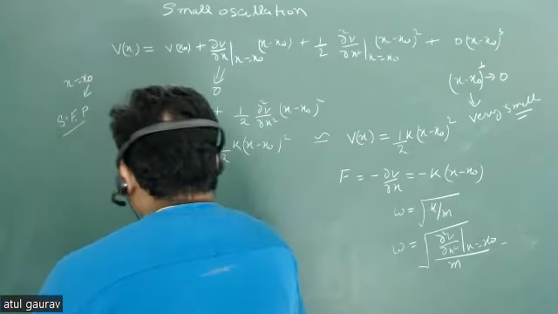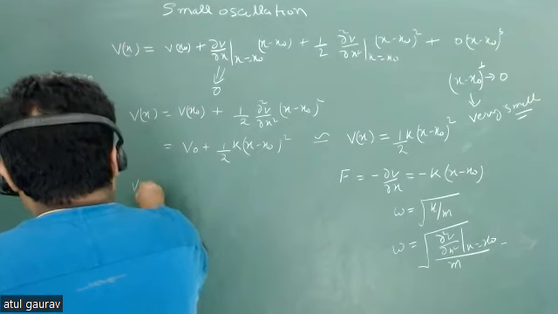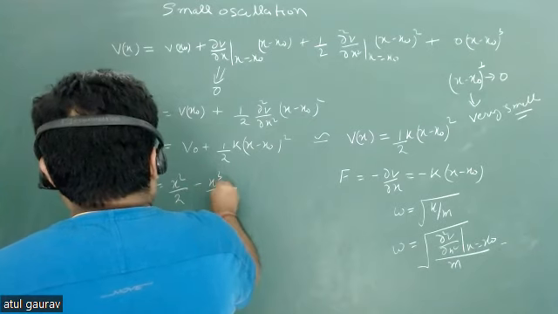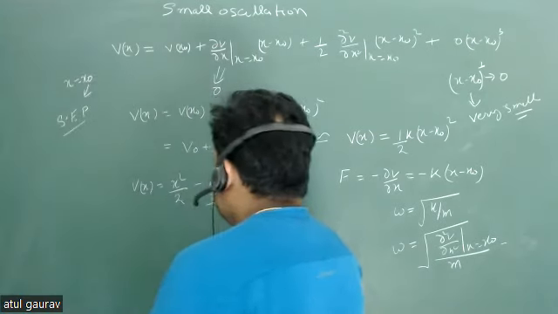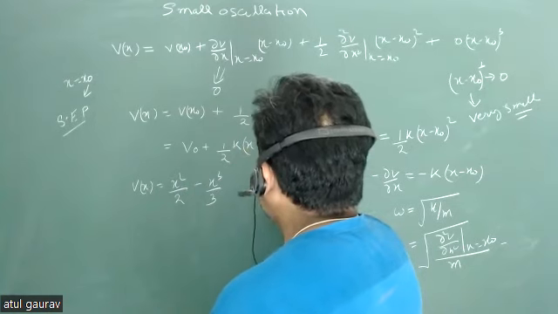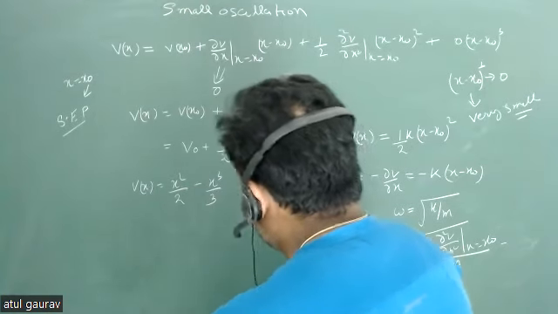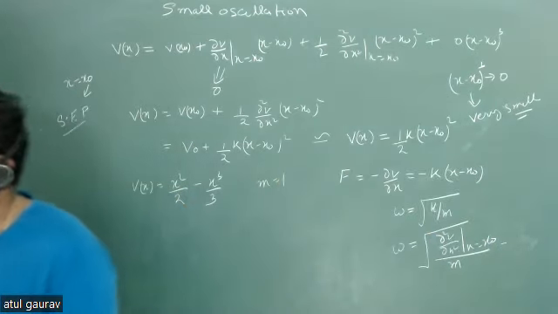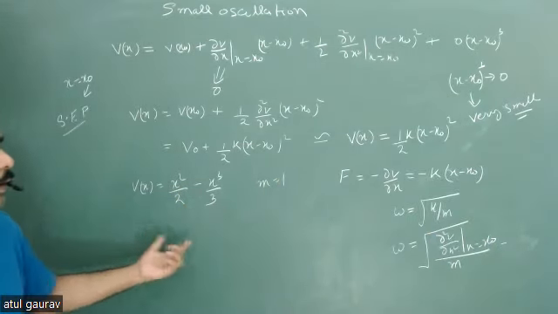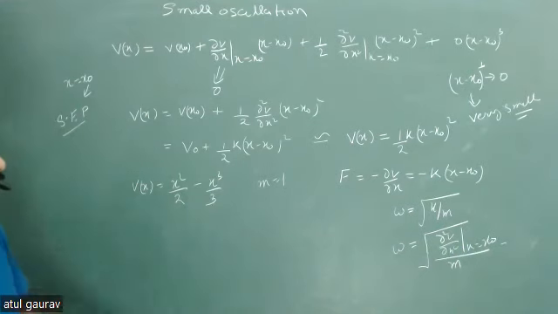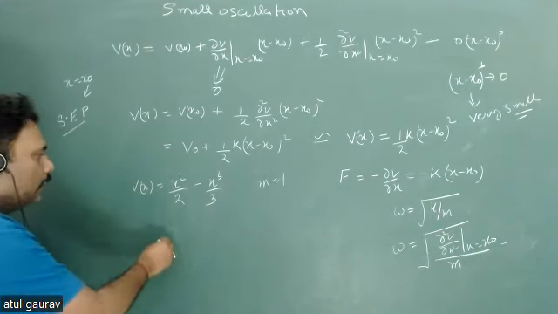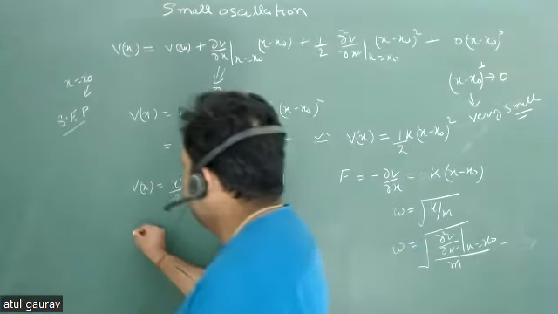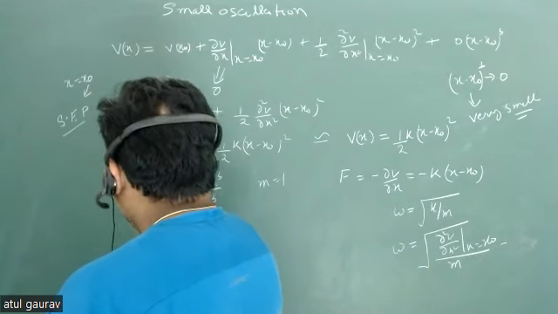So let's go for one basic problem. Suppose V(x) is equal to x square by 2 minus x cube by 3, and a particle of mass m is equal to 1 unit. It's just doing small oscillation about a stable equilibrium point. Obviously, if it will do small oscillation, that should be a stable equilibrium point. Then what you have to do? First, you have to find what will be the angular frequency. So we have to just calculate.